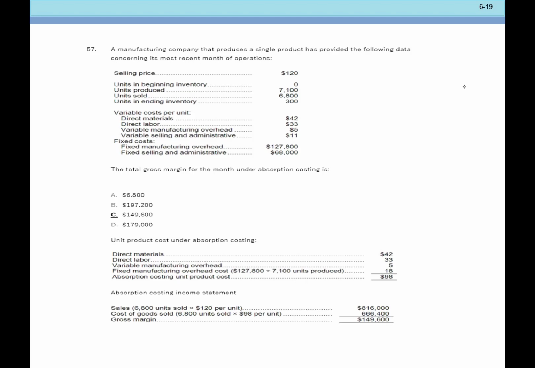Now if the next period I sell more units, my inventory level goes down. For those 300 units that were sitting in ending inventory, what happens? Absorption gets them into cost of goods sold, and variable already took them as a period expense. So I'll have a lower net income in that next period.